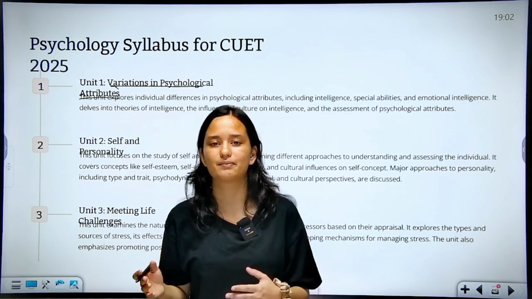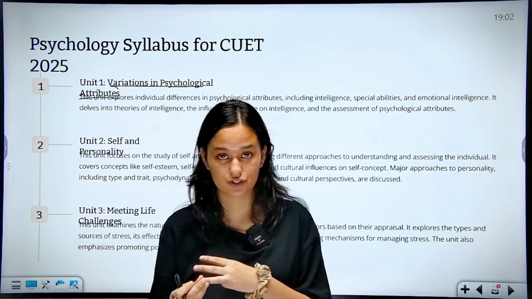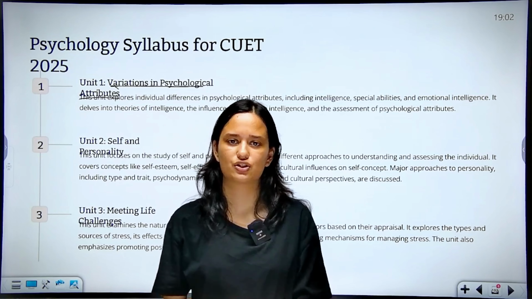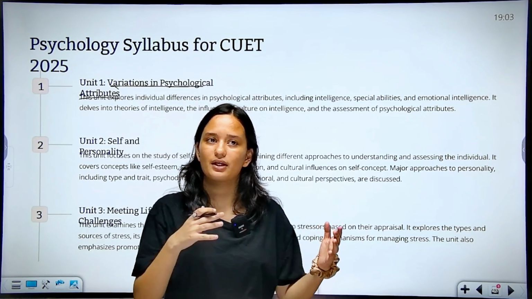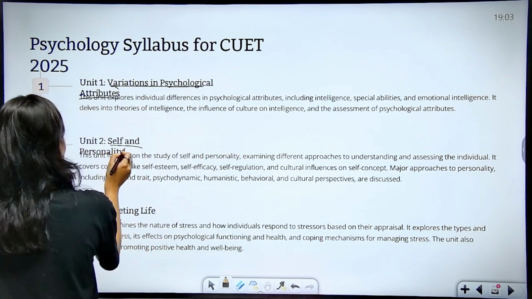What are the different attributes that each individual has? What do you mean by intelligence? What are the different theories of intelligence? You'll study about different theorists. You'll study about the factors that influence intelligence. You'll study about emotional intelligence. You'll talk about emotional quotient, intelligence quotient. You'll study about creativity.